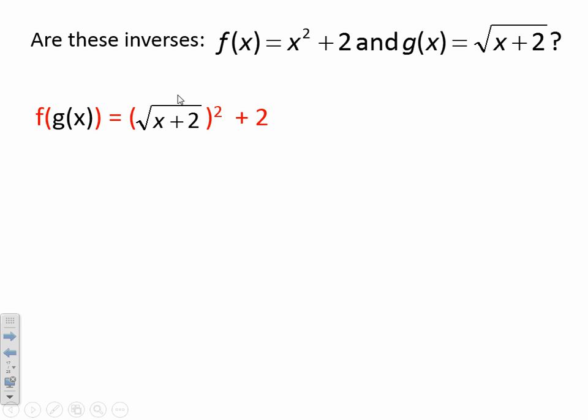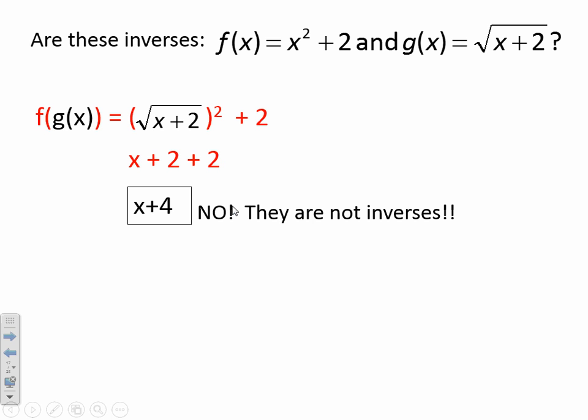Now square root squared, these 2 things cancel each other out, undo each other here. So we're left with just x plus 2 plus 2. So we're left with x plus 4 for f of g of x. So we didn't get back to x. So no, we right away know that these are not inverses because both f of g of x and g of f of x have to give us just x.